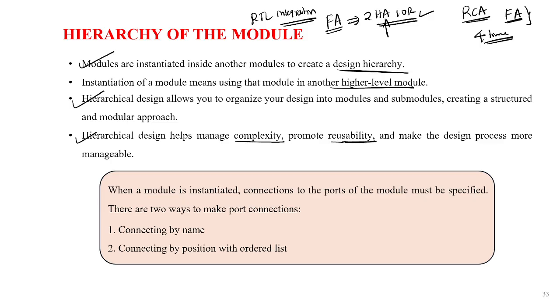Okay, we can reuse my design any number of times. Suppose here an RCA is there, and you wrote a full adder for it. I used this full adder 4 times, so that is nothing but hierarchy. Based on the hierarchy, there are 2 types: one is connection by name and the next is connection by position with ordered list. We will discuss what these are.